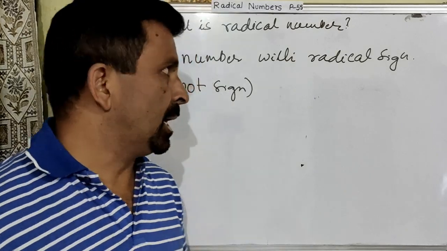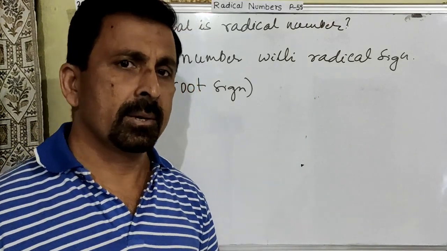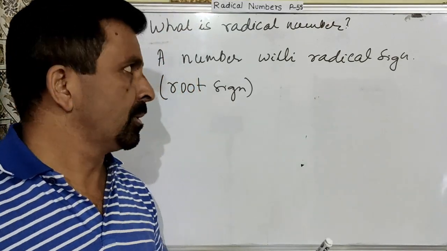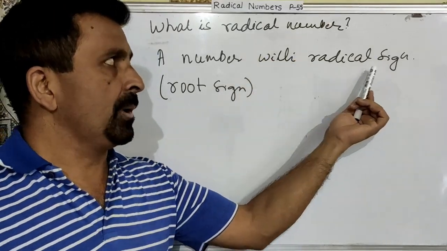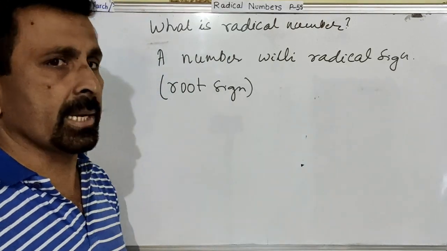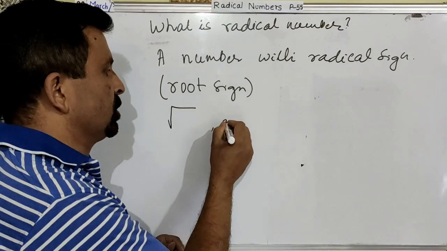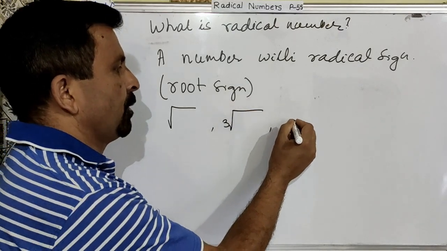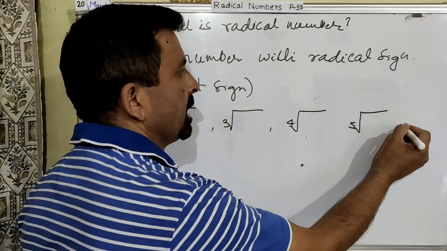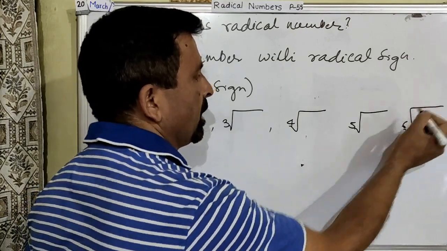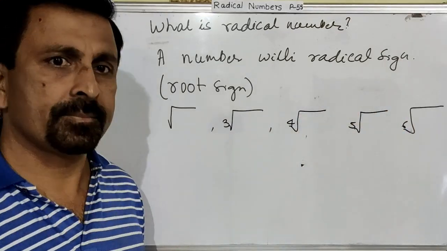Very clear. Now, this radical sign, we have infinite radical signs, right? This is not only for square root. Normally, commonly we use a square root sign, but this radical number can be of any type. There are infinite types of radical signs. It is square root, this is cube root, then fourth root, then fifth root, then sixth root, and so on. These are all called as radical sign.